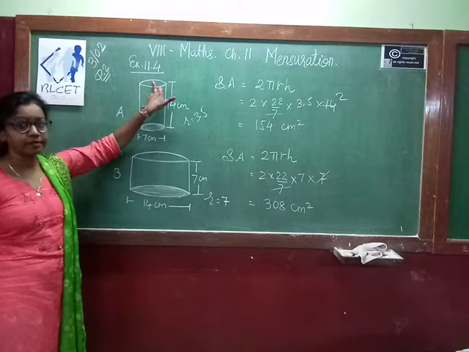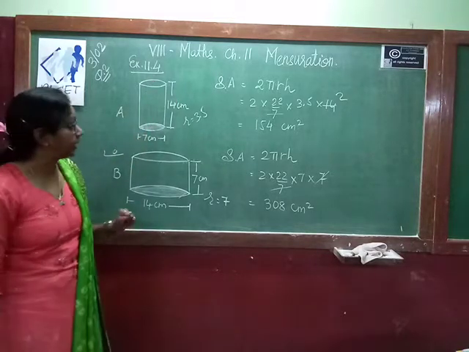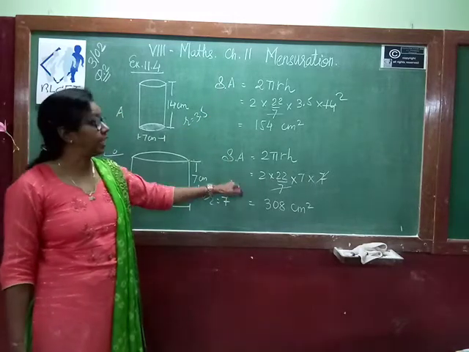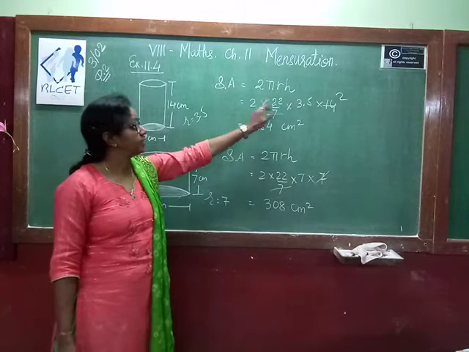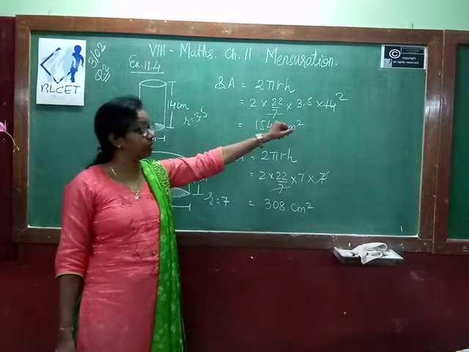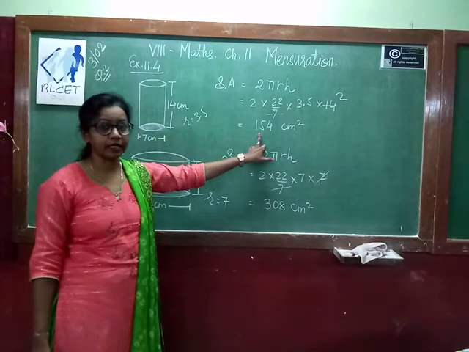the area of its top and bottom, that we are not including right now. So we are just comparing the surface area, lateral surface area. So here 2 pi r h is the formula. So 2 into 22 by 7 into 3.5 into 14. Do the calculation. So you are getting the answer 154 centimeter square.